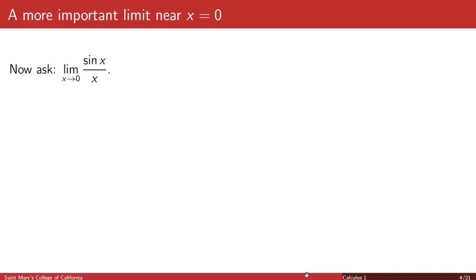What happens as x approaches 0 to this same function? Notice now, sine of 0 is 0. Obviously, if you plug in x equals 0, it's also 0. So this fraction is 0 over 0. Okay, so we can't just plug the number in. I don't know what we get if we just plug in 0 over 0.